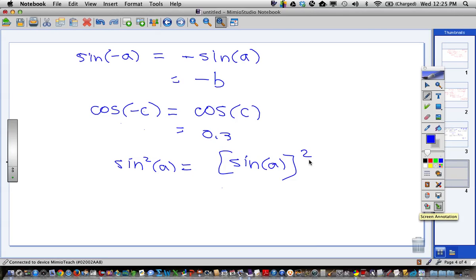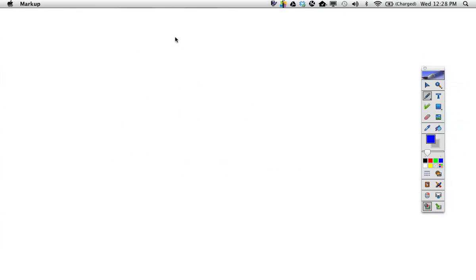Because we'll be dealing with functions and we'll need to know what's the outside function, what's the inside function, and people get all confused with this. This is what it means. Okay, well, what's sine of a here? In this problem, what's sine of a? B. So what's this equal to? B squared.